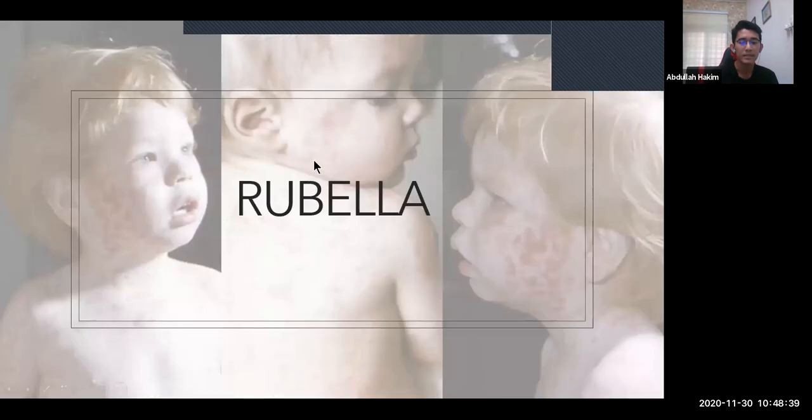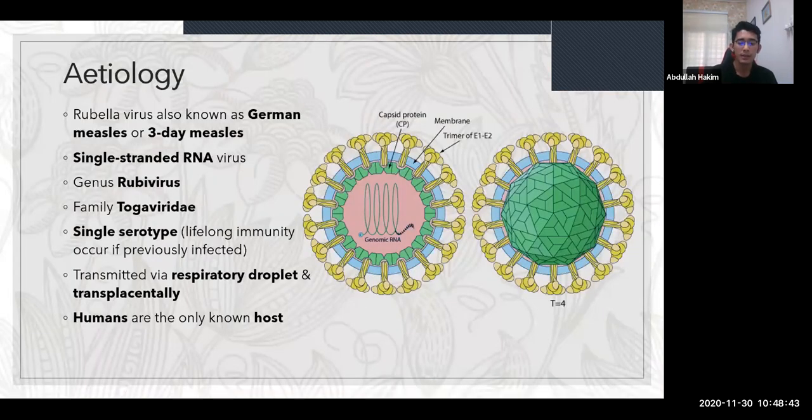Okay. So moving on to rubella. So rubella virus, also known as German measles or 3-day measles. So it is a single-stranded RNA virus, same like the other two. So the genus is rubivirus, family Togaviridae. So it has only single serotype. So if previously infected, there will be lifelong immunity.